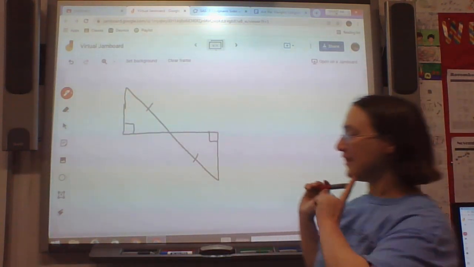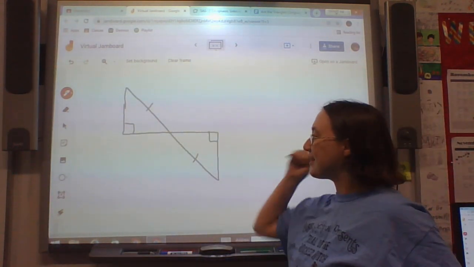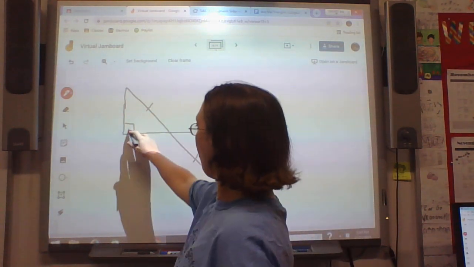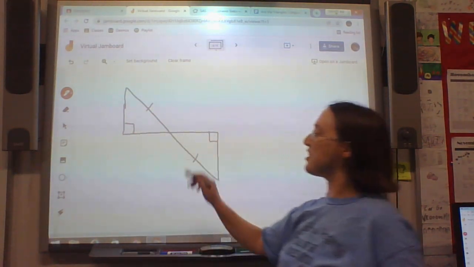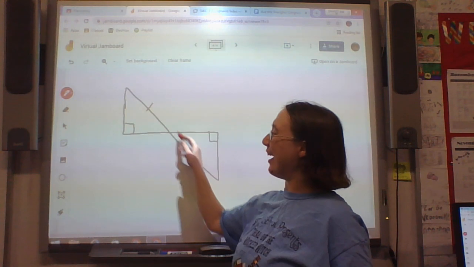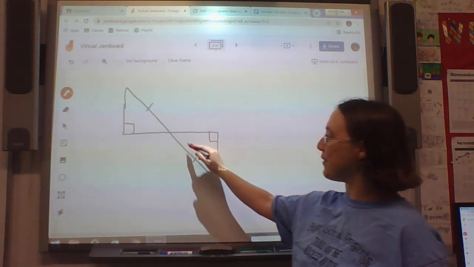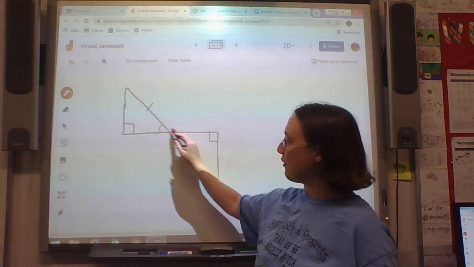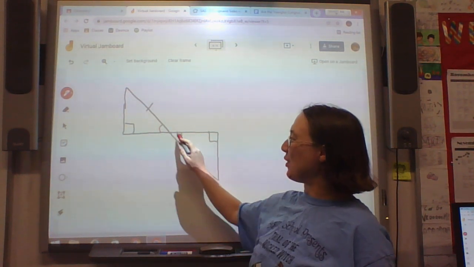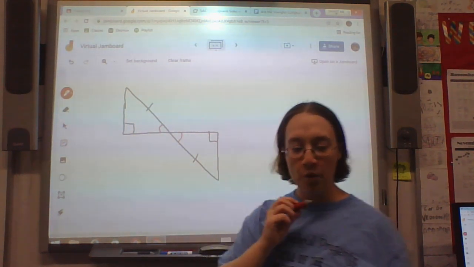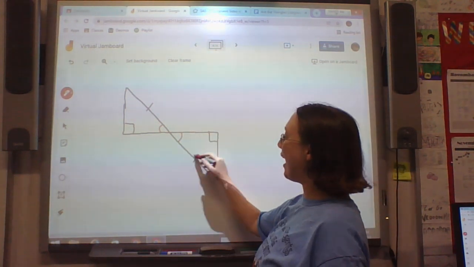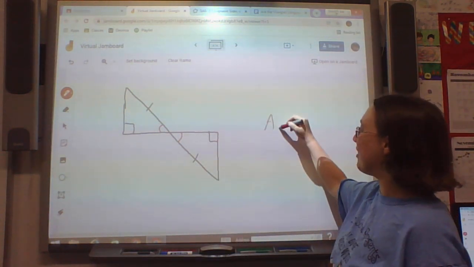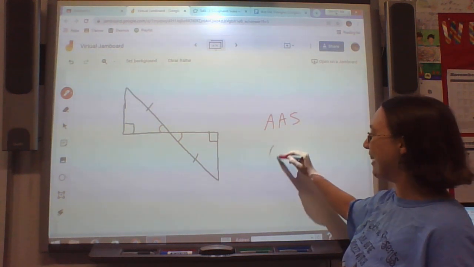Okay. So if we're looking at this one, we have some right angles. All right angles are congruent. We have these two sides, and even if they're not drawn in there, we have some vertical angles. So we have some vertical angles here. So we have angle, angle, and we don't have the side between them, but we do have one of the sides. And angle, angle, side is a thing.